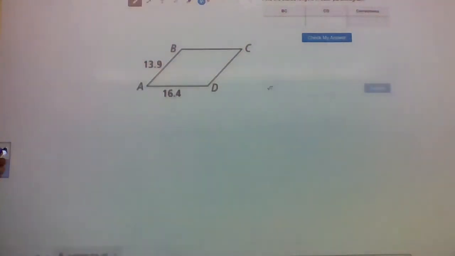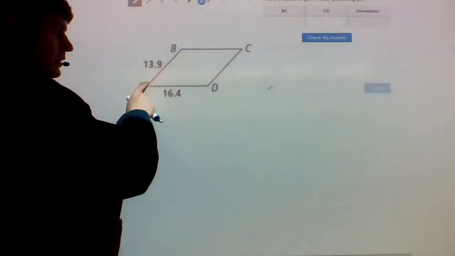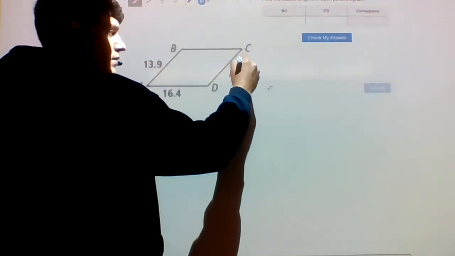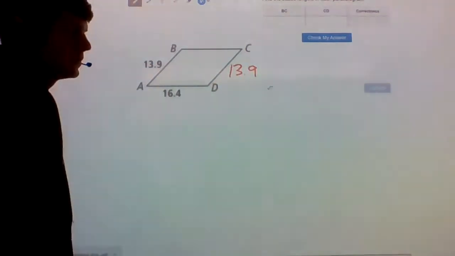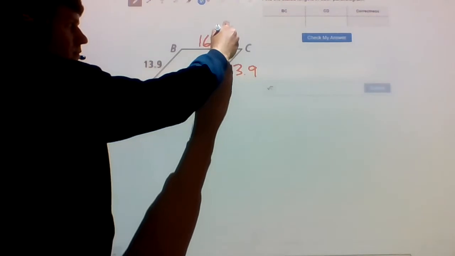All right, so first up, opposite sides are congruent. This problem can't get easier. AB is 13.9. Since it's a parallelogram, opposite sides are congruent, so that's also going to be 13.9. And then BC will be 16.4.